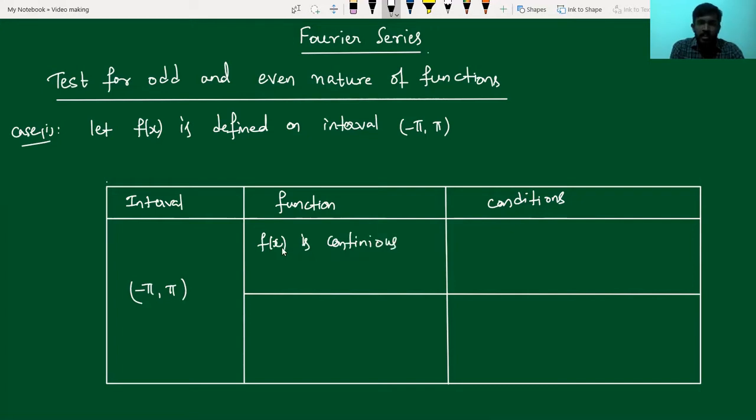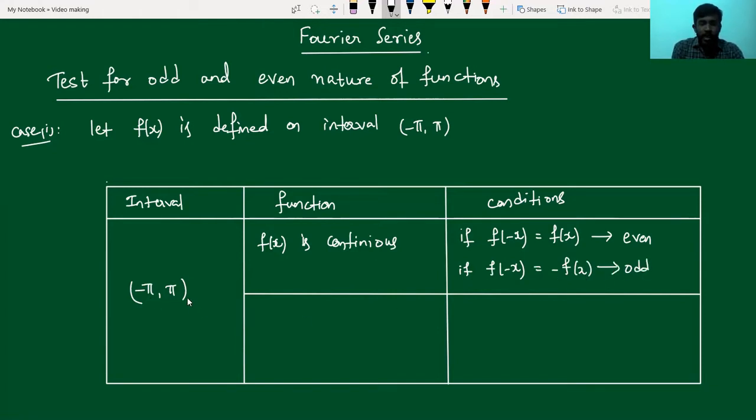If the function is continuous in the interval minus pi to pi, the conditions are: if f of minus x is equal to f of x, then the function is an even function, and if f of minus x is equal to minus of f of x, then the function is an odd function.